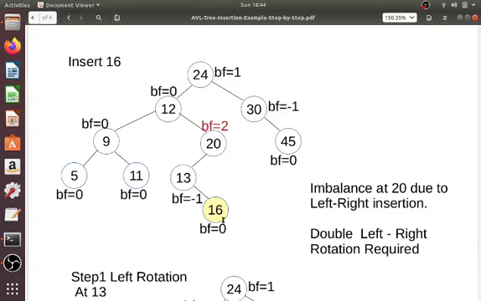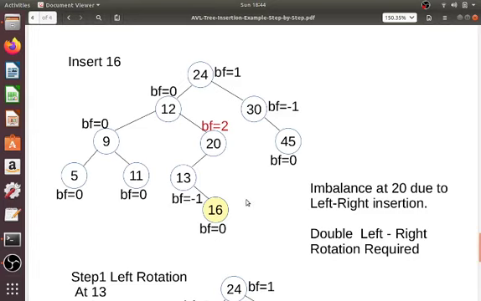While moving upwards in the tree, let's compute the balance factors. Balance factor of 16 is 0, balance factor of 13 is -1, and balance factor of 20 has turned +2. So 20 is the unbalanced node in the hierarchy, and we require rotation to restore the balance factor at this node. With respect to 20, 16 was inserted in the left-right manner. So to restore the balance factor, we will require the double left-right rotation.